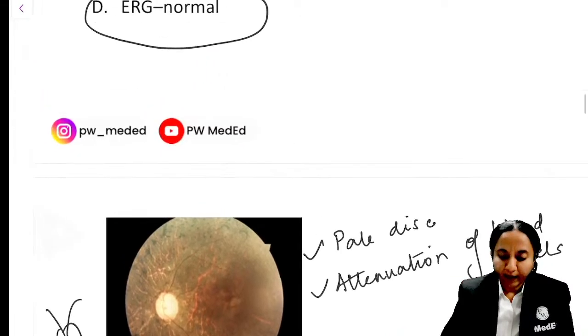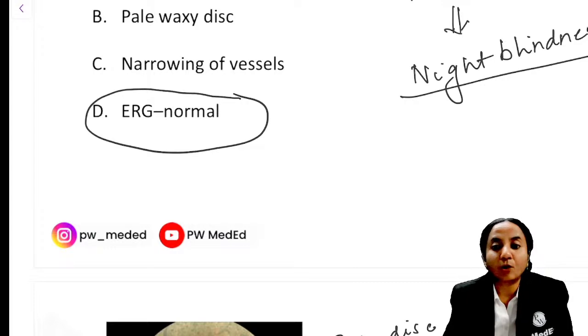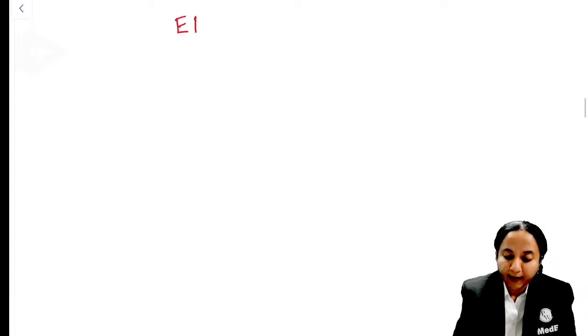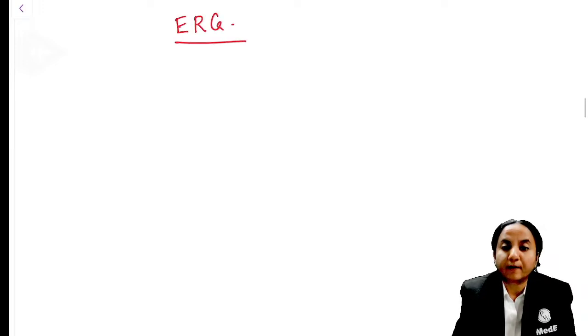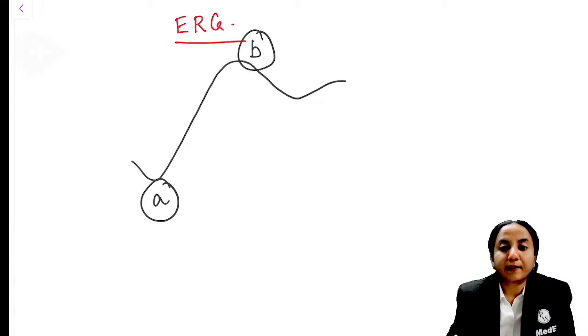But what is wrong is this, that the ERG is normal. The ERG in a case of retinitis pigmentosa, it is not normal. Now the ERG or the electroretinogram, this is the investigation of choice. So what are the waves in the normal ERG? Normal ERG aisa dikhta hai. So there is a down wave which is called the A wave, and there is an up wave which is called the B wave.